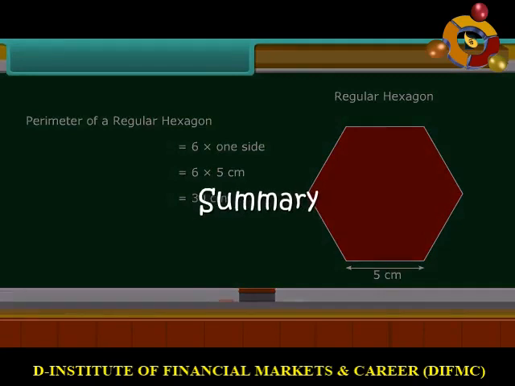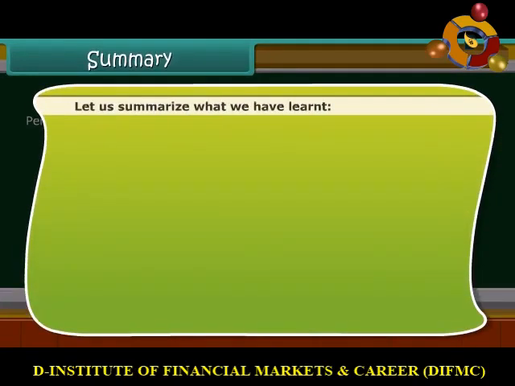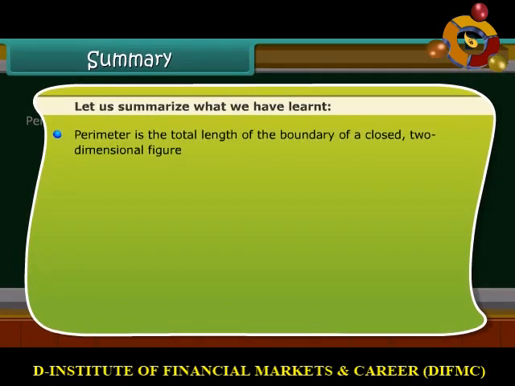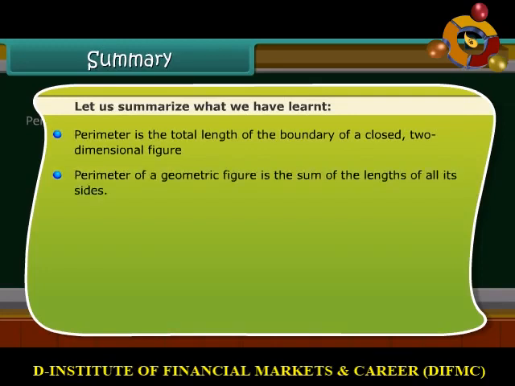Summary. Let us summarize what we have learned. Perimeter is the total length of the boundary of a closed two-dimensional figure. Perimeter of a geometric figure is the sum of the lengths of all sides. Perimeter of a rectangle is equal to 2 into length plus breadth.